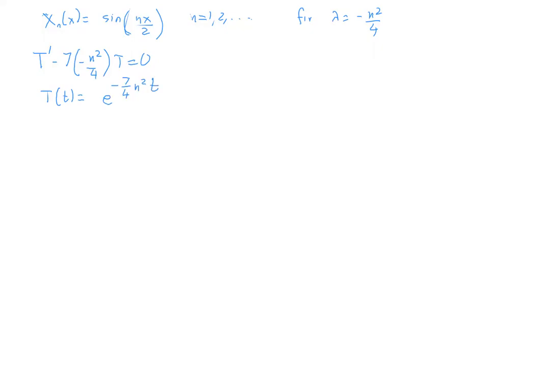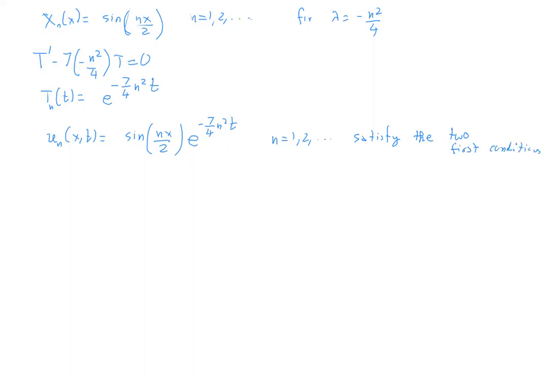So if we put everything together, then the following functions, sine of nx over 2 times e to the negative 7/4 n squared t, for n equals 1, 2, and so on, satisfy the first two conditions. And since the first two conditions are linear and homogeneous, that will mean that we can take any linear combination of them, an infinite one possibly, that will also satisfy this condition.